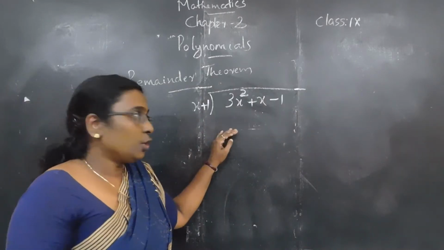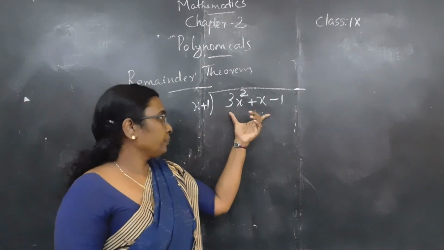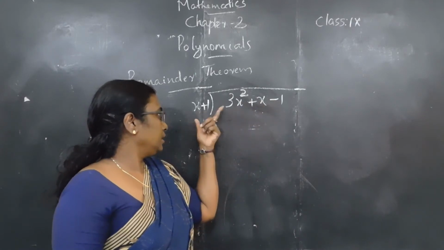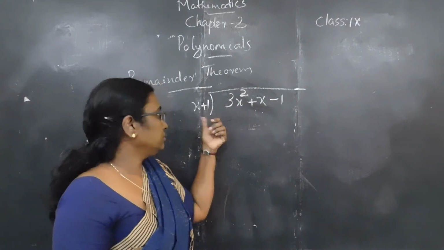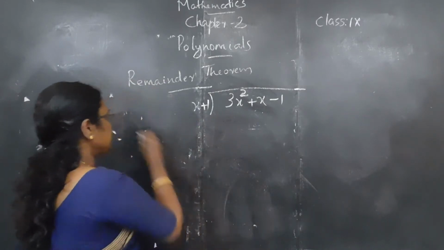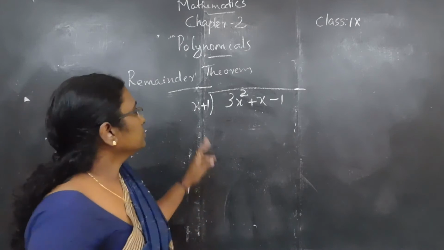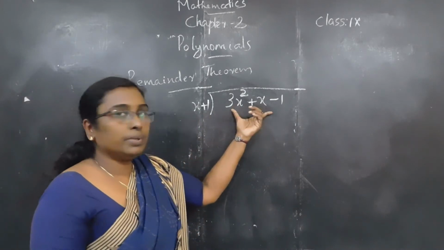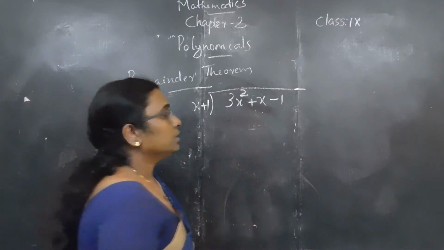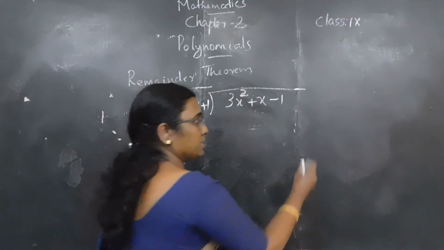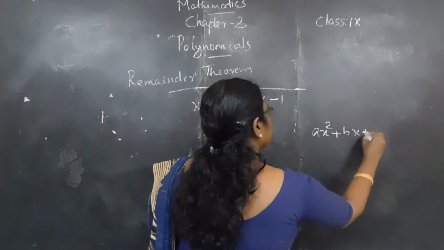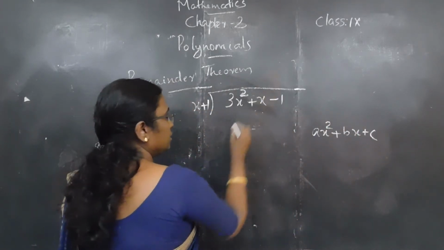In case of polynomials, consider here the polynomial 3x² + x - 1 divided by x + 1. How can we divide this? The first step is to arrange these polynomials in general form. General form means the general form of a quadratic polynomial is ax² + bx + c.